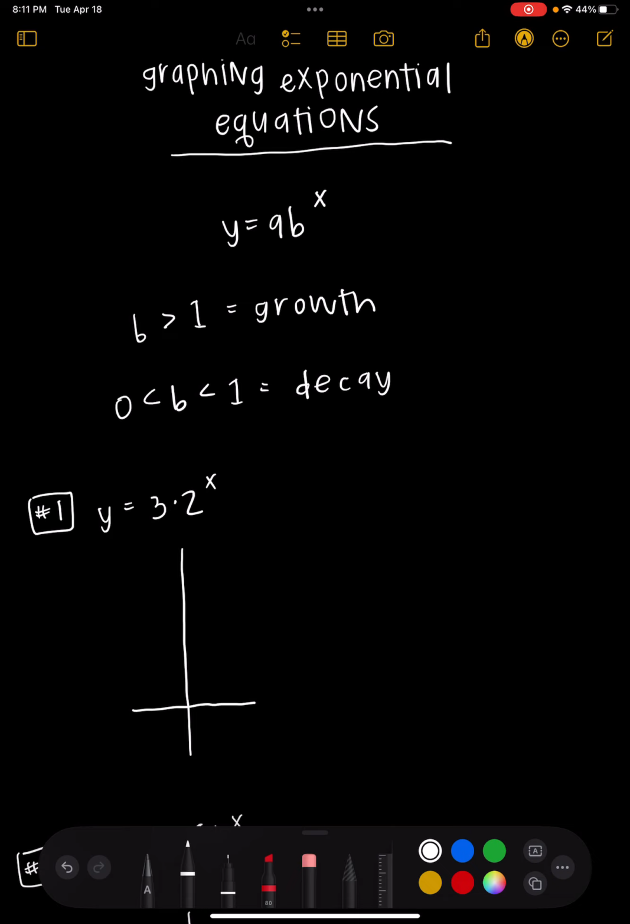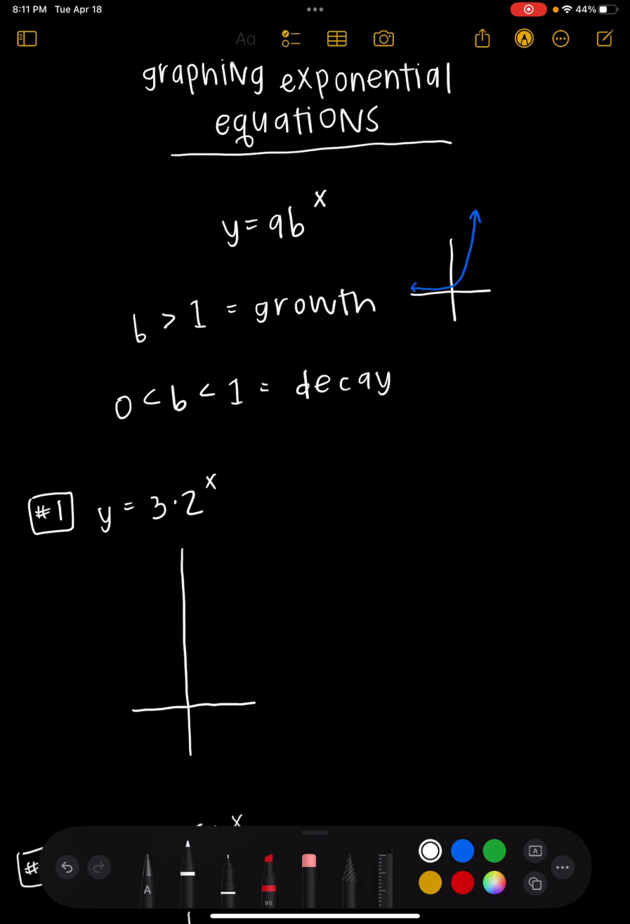And then the b isn't necessarily the slope, but it does show us the rate of change, or how fast it's growing. Now, when b is greater than 1, or when b is a whole number, that means it's a growth equation. And so when we have growth equations, they start out really slow around 0, and then they go up and up and up really fast, like that.